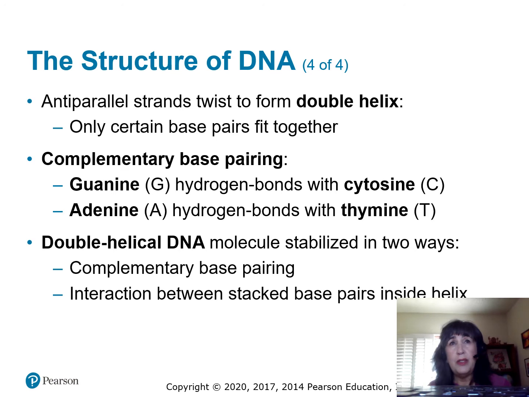Anti-parallel strands twist to form the double helix, and we see complementary base pairing. So G always bonds with C, and A always bonds with T. So that's complementary base pairing. So it says here that the double helical DNA molecule is stabilized in 2 ways. One way that it makes it a very stable molecule is, in fact, the complementary base pairing. And the other way is the interaction between stacked bases inside the helix.